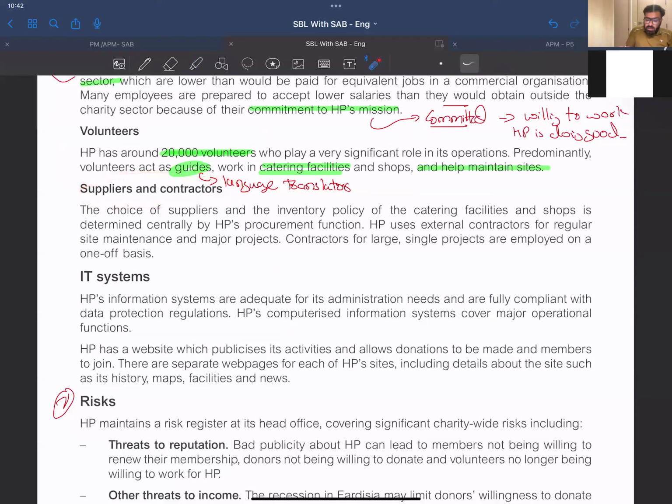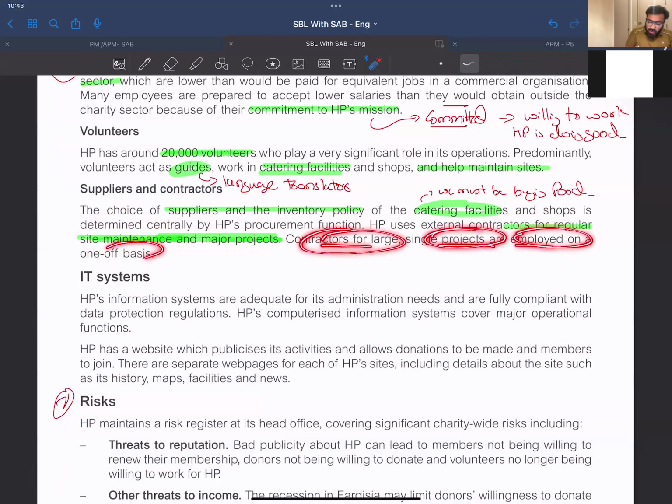Then we have stakeholders: suppliers and contractors. Suppliers and inventory policies for the catering facility and shop are determined centrally by HP's procurement function. Obviously, for catering we must be buying food, as without that no one would give us the inventory and things. HP uses external contractors for regular site maintenance. Site maintenance also requires major projects, and contractors for large single projects are employed on a one-off basis.